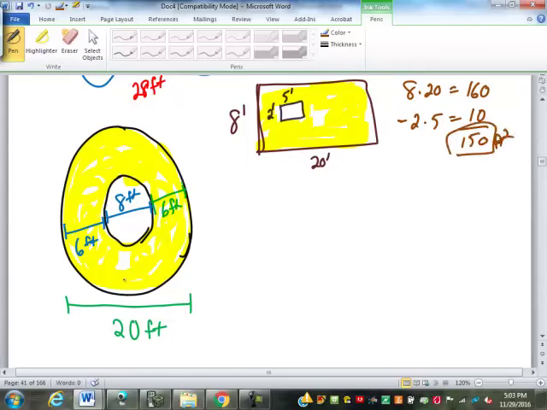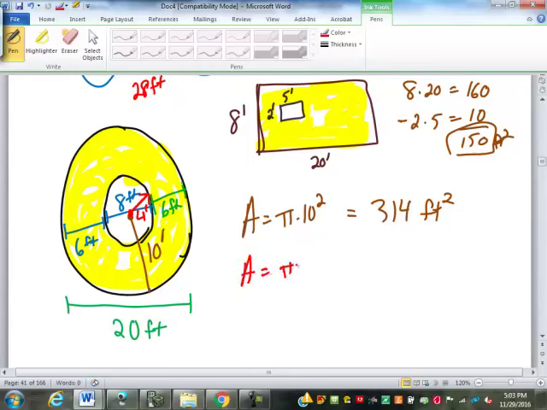So it's the same over here. I have the larger circle that has a radius of 10 feet, right? That area is pi times 10 squared, otherwise known as 314 square feet. And from that, I'm going to subtract out the smaller circle that has a radius of 4 feet. So that area is pi times 4 squared, otherwise known as 50.24 square feet.